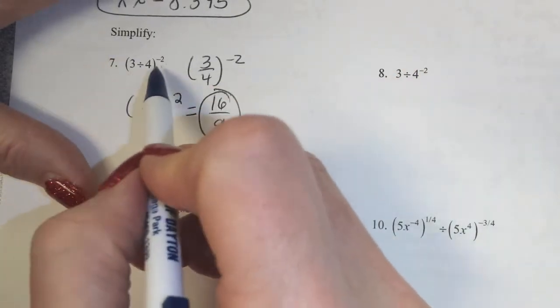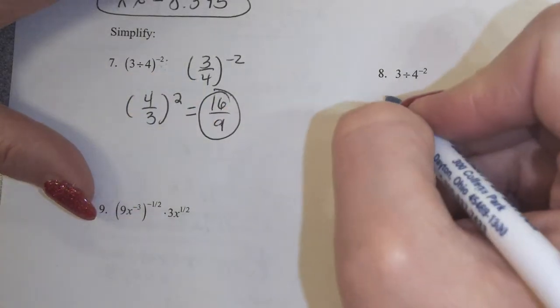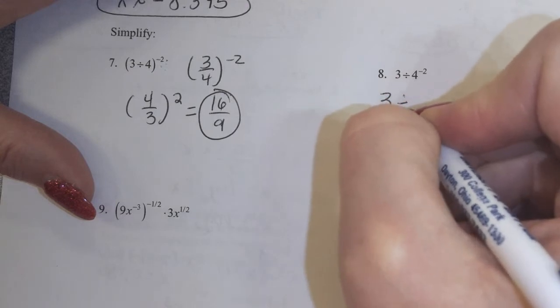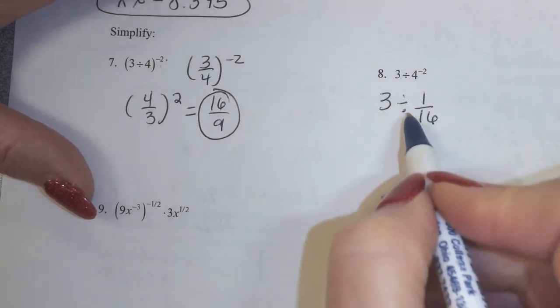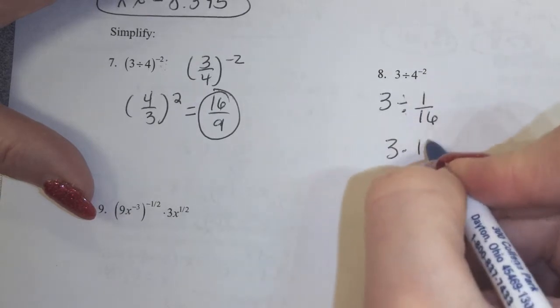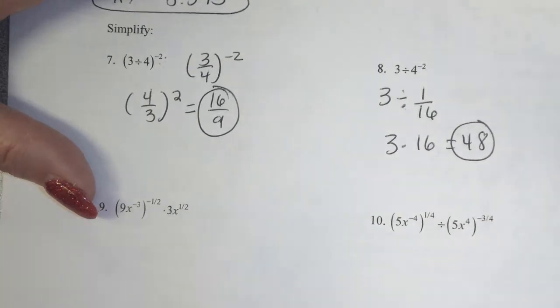Look at the difference. This one is the whole thing to the negative 2. This is just the 4 to the negative 2. So this is going to be 3 divided by, and then 4 to the negative 2 is 1/16. If I'm dividing by a fraction, you have to multiply by the reciprocal. That's going to be 48.